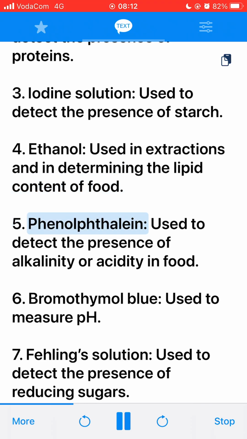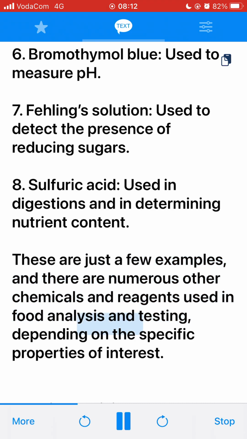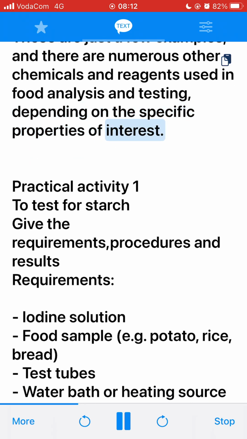5. Phenolphthalein, used to detect the presence of alkalinity or acidity in food. 6. Bromothymol blue, used to measure pH. 7. Fehling solution, used to detect the presence of reducing sugars. 8. Sulfuric acid, used in digestions and in determining nutrient content. These are just a few examples, and there are numerous other chemicals and reagents used in food analysis and testing, depending on the specific properties of interest.